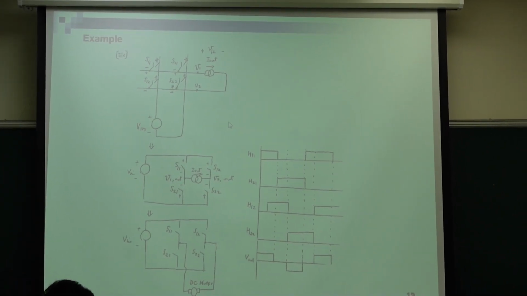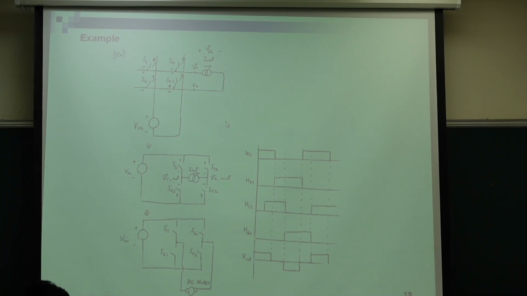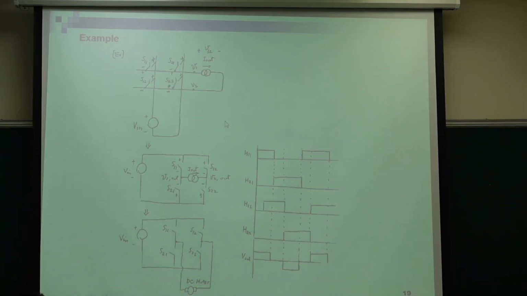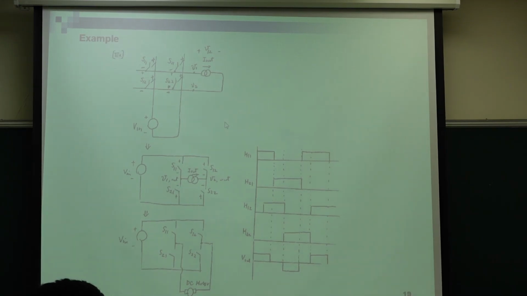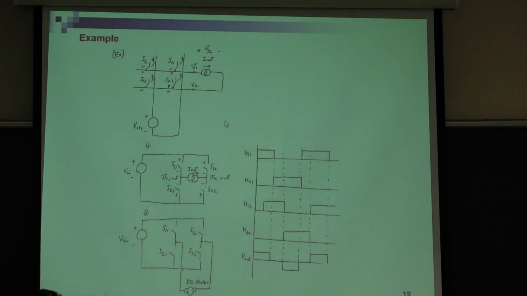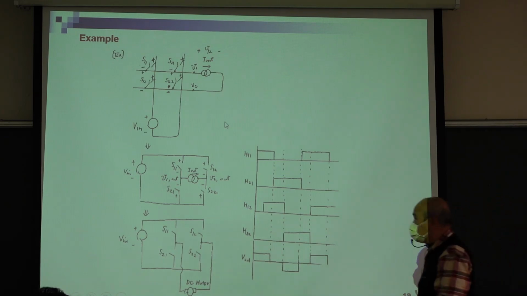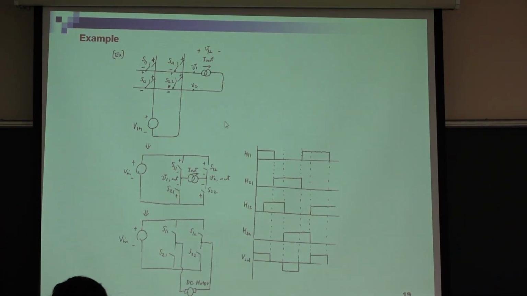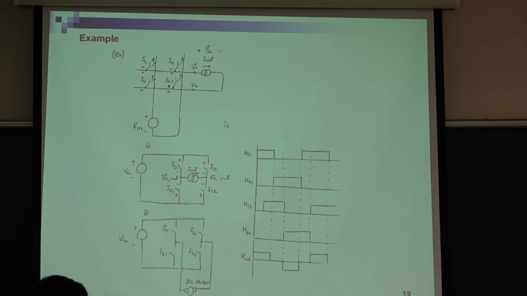Now we will continue to chapter 1. We will finish chapter 1 today. Now we have the final example. We have S11, S21, S12, S22. We have 4 switches.